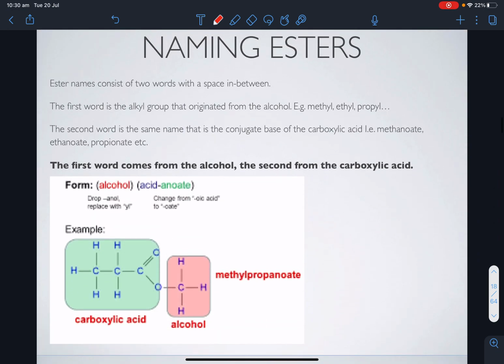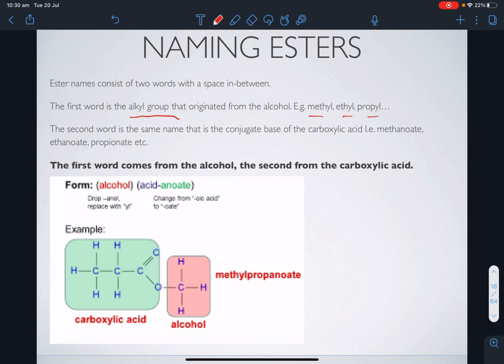Okay, on to naming esters. Esters consist of 2 words with a space in between. Remember all those times in organic naming I'd be ranting, don't put a space in, don't put a space in. Esters, they need a space between them. Okay, so they're 2 words. The first word is the alkyl group that originated from the alcohol. Okay, so it's going to be methyl, ethyl, propyl, something-yl. Okay, and that came from the alcohol.